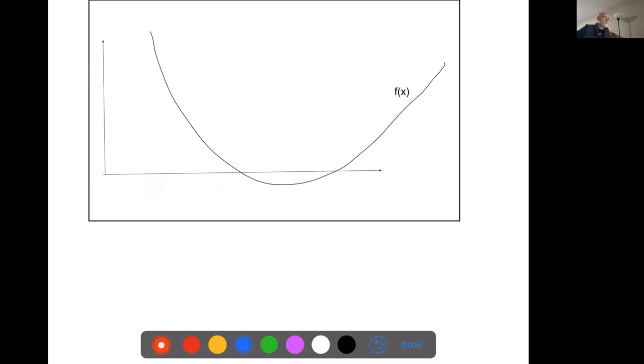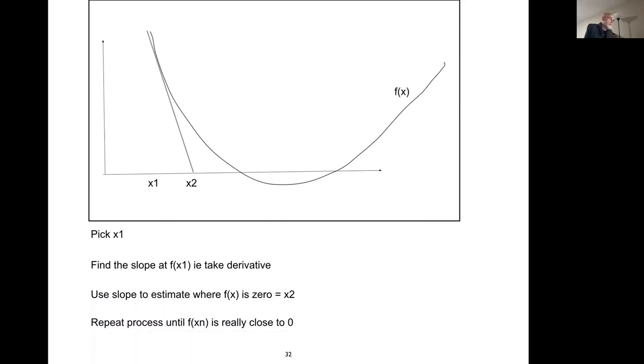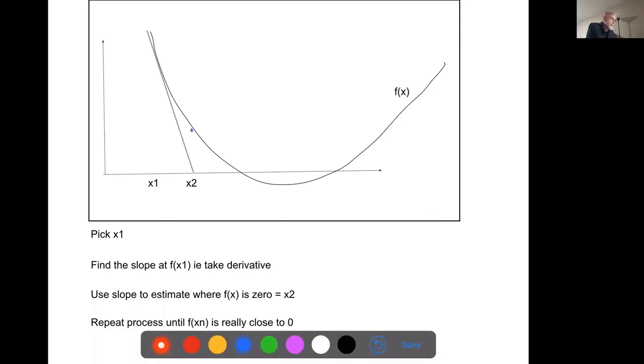Another way of looking at this is I have some function f of x, and I want to find the minimum point. I find the slope, and then go to where it hits zero and evaluate there, take the slope again, and keep on going until we come across a zero. And so we've now solved for where the function crosses the axis. We keep doing this over and over again.